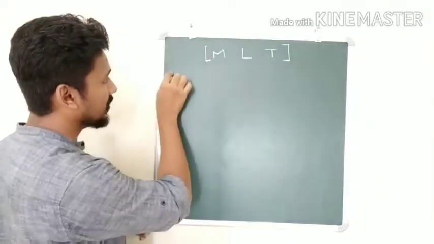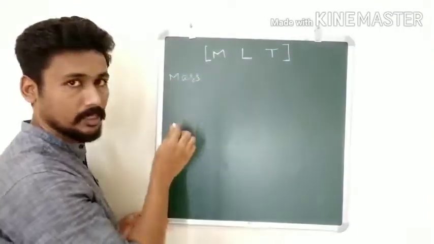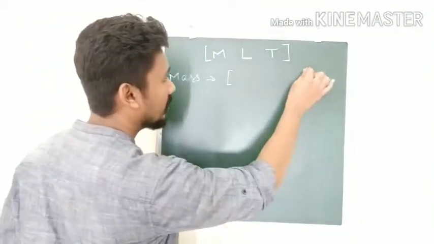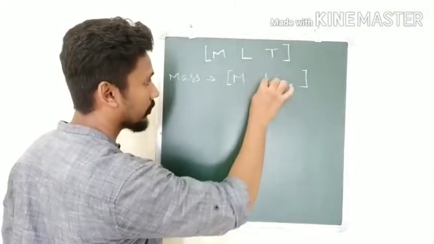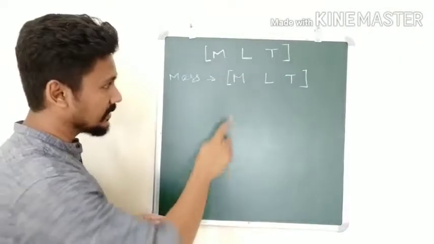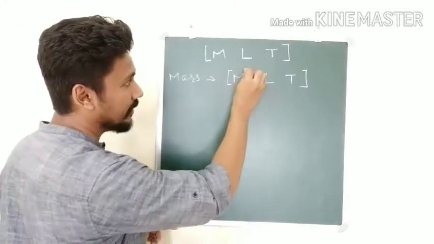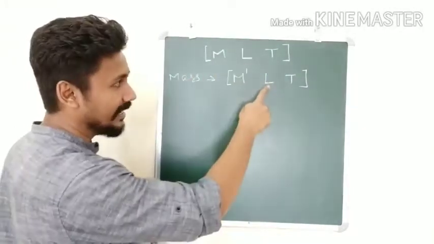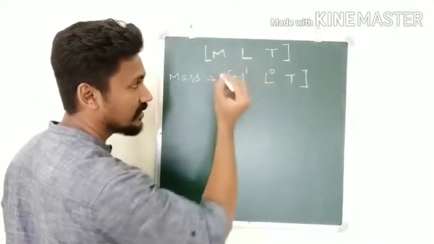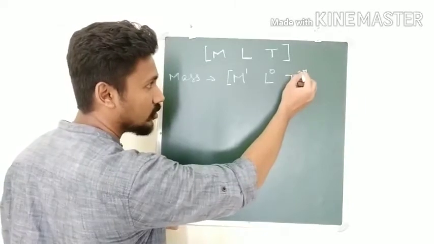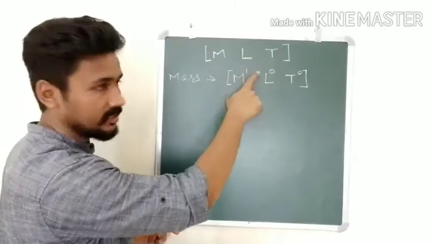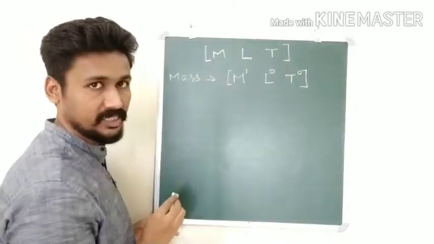I will take the simplest quantity, that is mass. So when I want to represent mass, I will represent mass like this. Okay. First let us write M, L, T. Mass, length and time. So when I am representing mass, this M will be raised to the power 1. But length, when we are measuring mass, there is no measurement of length. So length will be raised to the power 0. Similarly, time will be raised to the power 0. Okay. So mass will be written as M to the power 1, L to the power 0, T to the power 0.